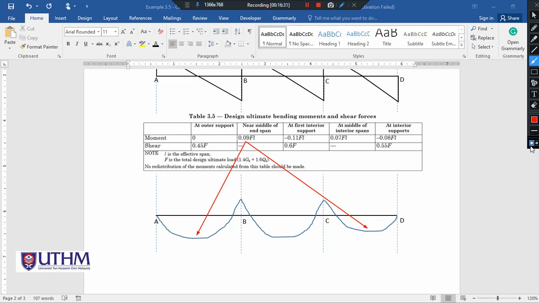Next is at the first interior support, and this is the first interior support. And then this is the interior span, and the middle of the interior span is here. This line is divided by 2, so thus 0.07 L is at this point. For this example, there is no interior support.